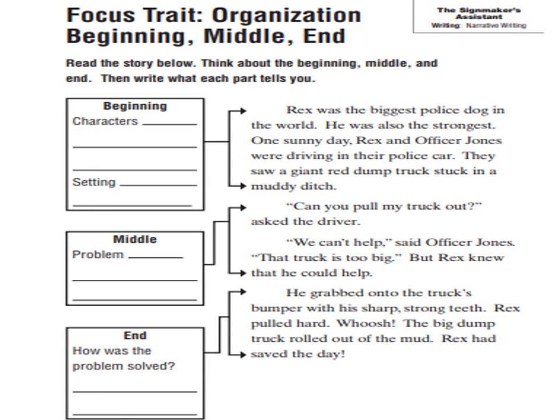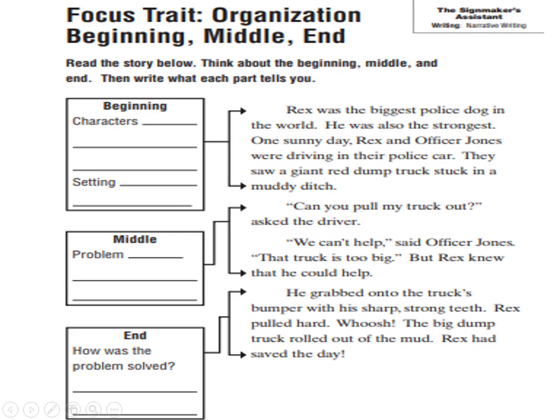Alright, please open page 51 in your reader's notebook. Focus trait, organization. So, you must know that this comes in order. It's always a beginning, middle, and end of the story. It couldn't be shuffled. For example, the end must come at the end. There's no story that starts with the end part or the middle part. There's always the beginning part.